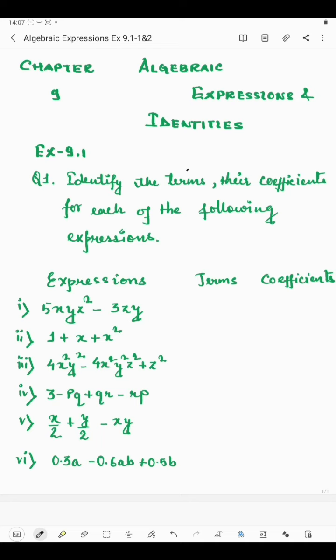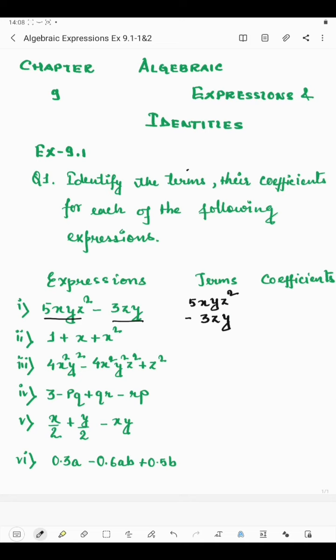So here in the first part we have 5xyz square minus 3zy. As we know, plus and minus separate the terms. So here we have two terms, right? One is 5xyz square and the other is minus 3zy. These are the two terms of this expression.